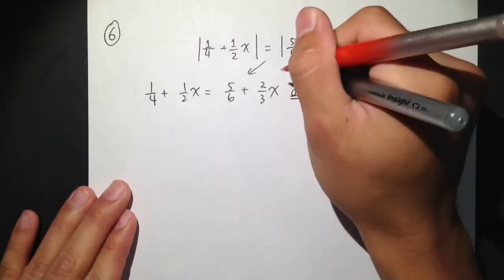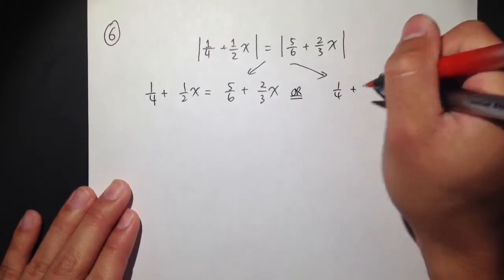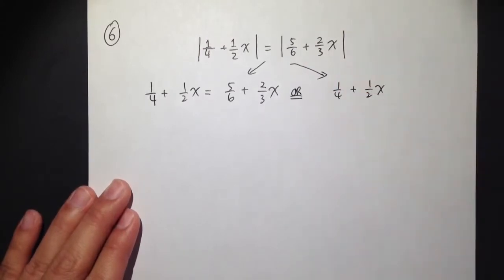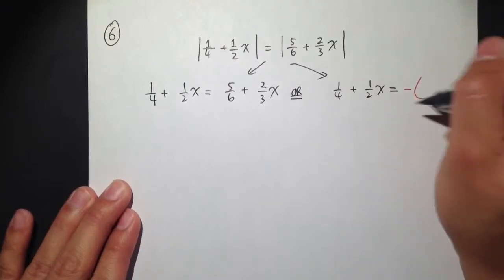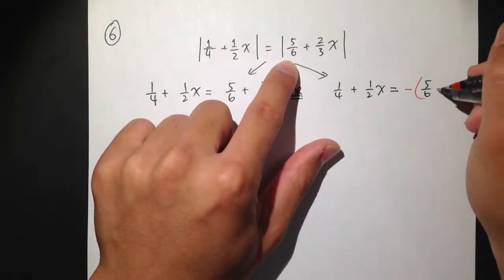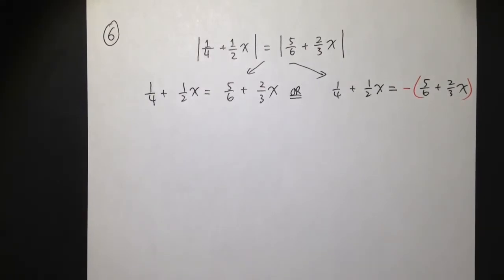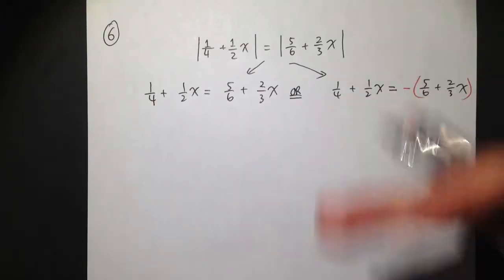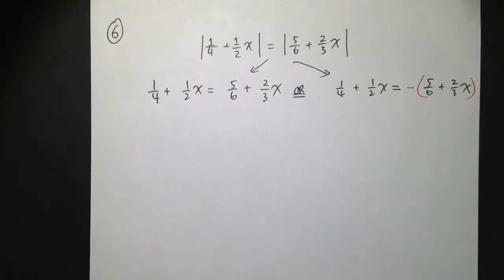The second situation that we'll have to take care of is 1/4 plus 1/2x, but in this case we will have to make this equal to a negative, and then in parentheses 5/6 plus 2/3x. Okay, and so that's a step. If you do something like this, you can get partial credit on the test, right? But then we want to finish it. We want to see how to actually solve it rather than just write down the first steps.